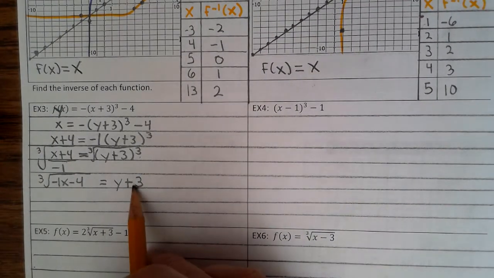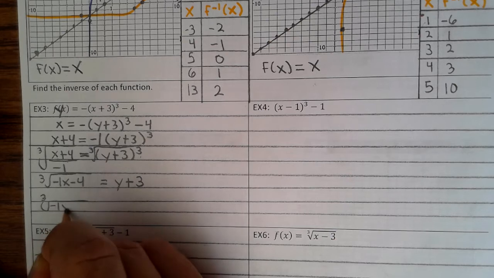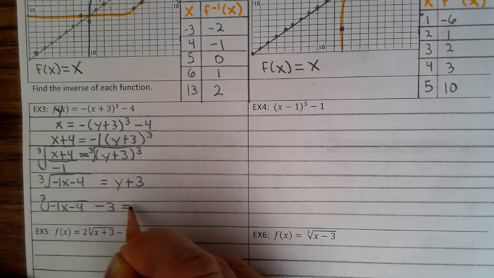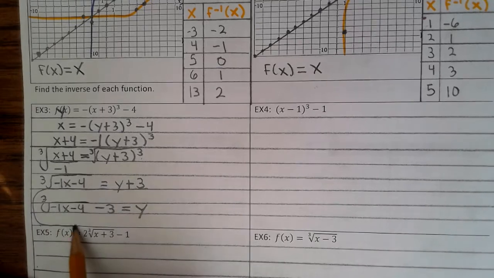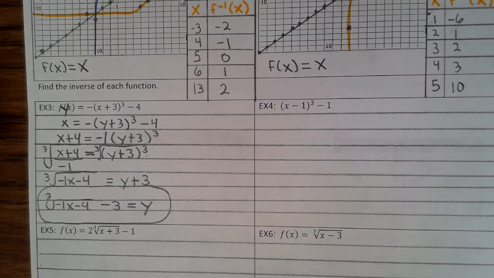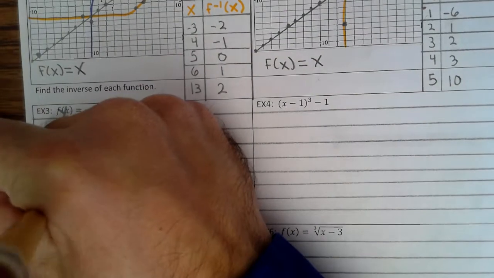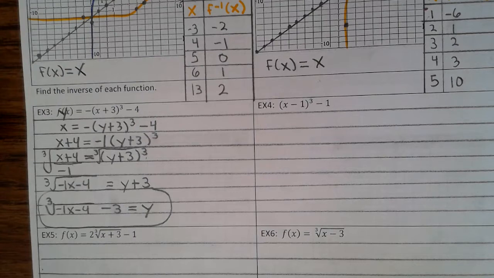Okay, now last step, we're going to subtract 3 from both sides. So then you're left with the cube root of -1 times (x minus 4) minus 3 equals y. Okay. Let me try to clean this cube root up right over here. There we go. All right. So go ahead and finish up example 3.